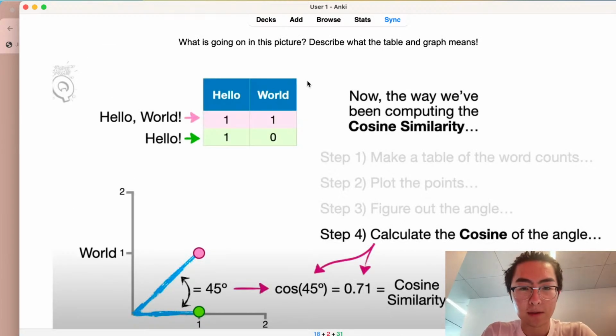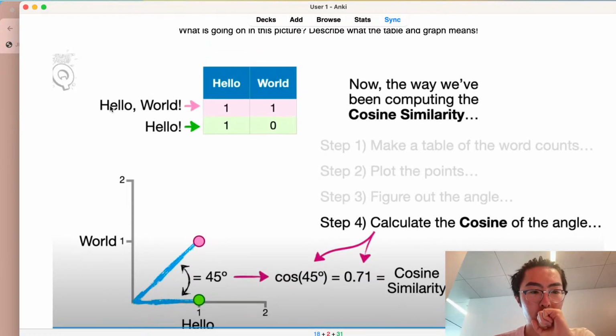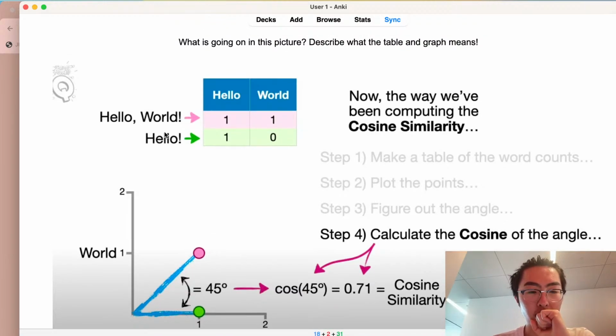What's going on in this picture? Describe what the table and graph mean. Okay, so I think what's going on here is we have a phrase, hello world, and a phrase, hello. And we've put this in a table where each row and number represents the number of occurrences of hello and world in the phrase. So the first row is 1 1, both hello and world exist in the phrase, and this bottom row is just the hello that exists.